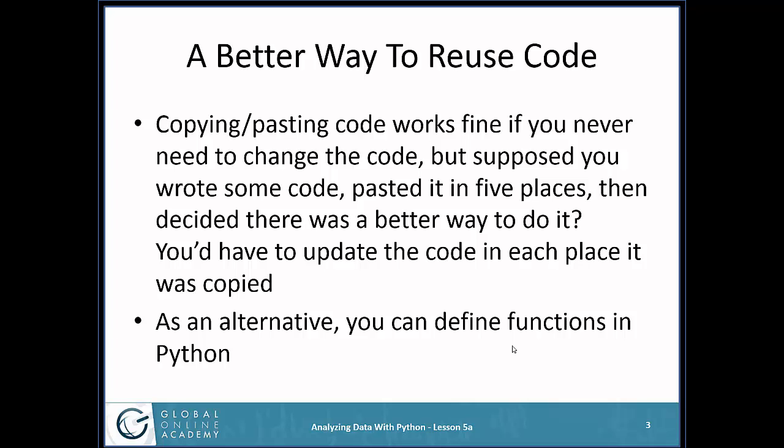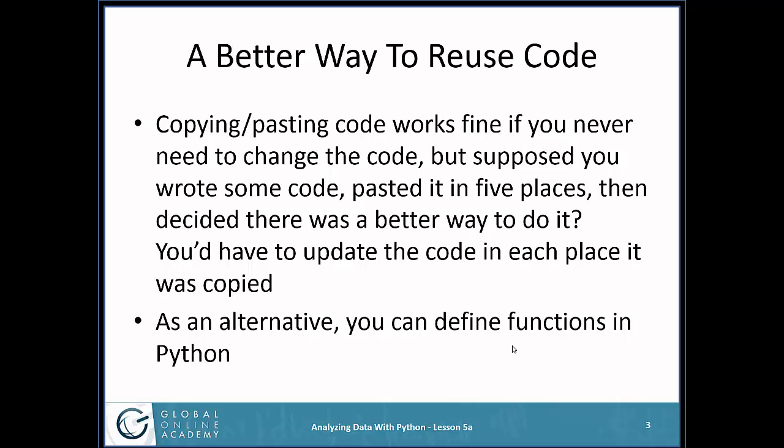Copying and pasting works fine if you never need to change the code. But suppose you wrote some code and pasted it in 5 different places, and then you decided there was a better way to do it. You'd have to change it in 5 different places. And maybe you'd forget to change it in one of them. Or you'd change it a little bit differently in one of them, and suddenly code that was working before doesn't work anymore. So as an alternative, you can define functions in Python.